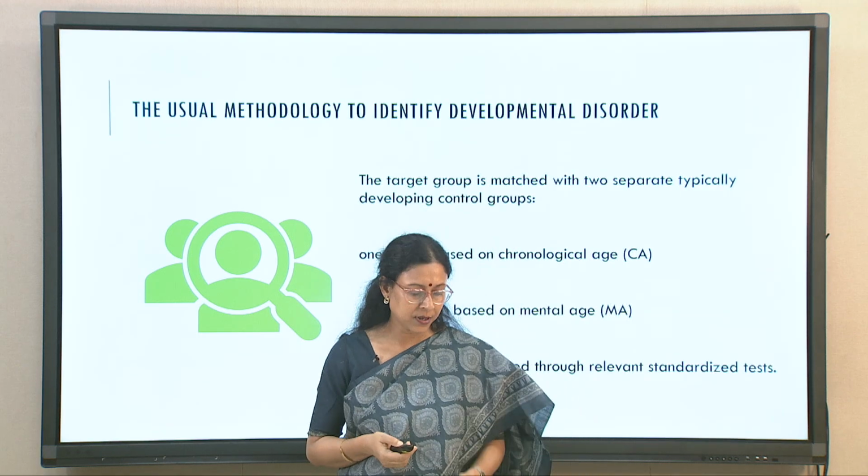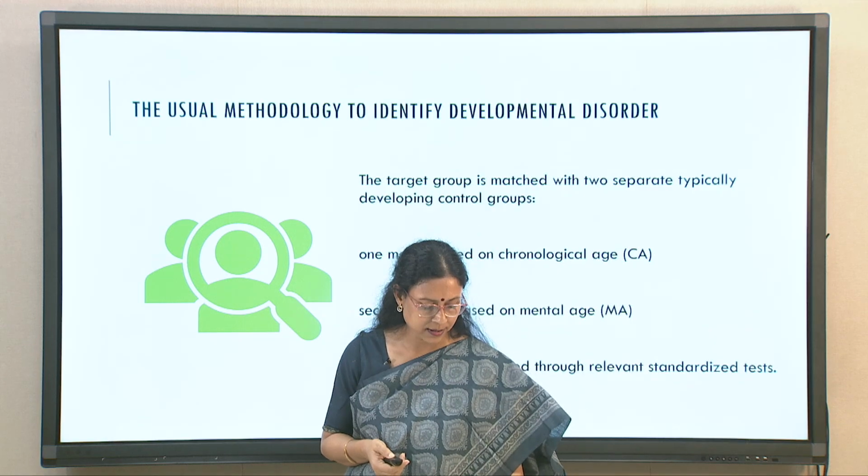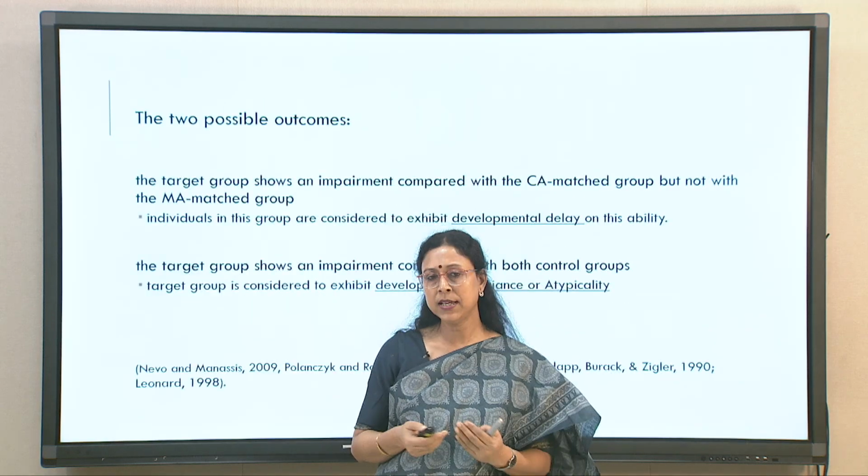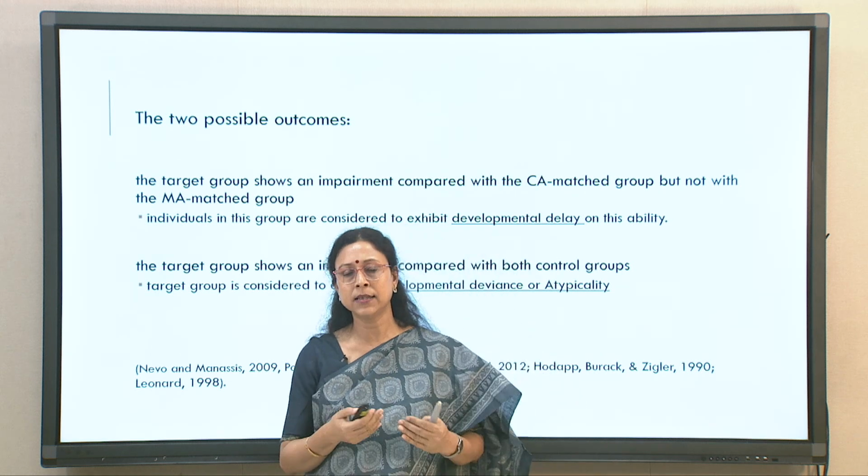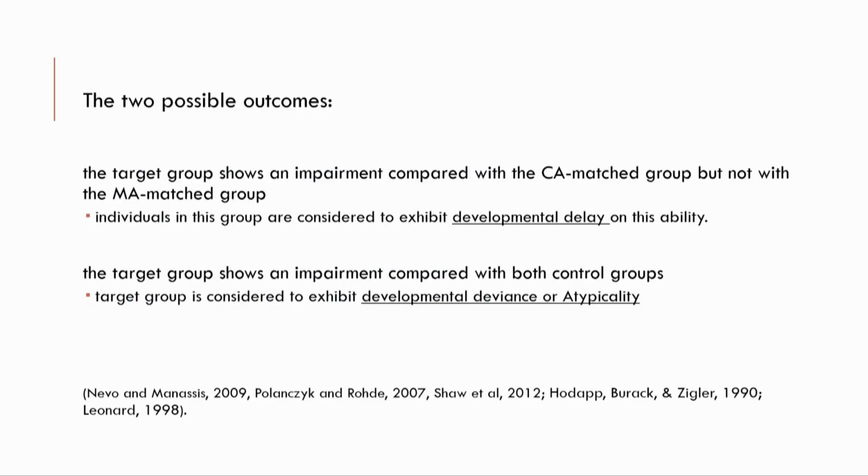Now, these groups are of course derived through various standardized tests, and based on the comparison between the target group and the CA group, and the target group and the MA group, there are different kinds of possible outcomes. For one, the target group might show an impairment compared with the chronological age matched group, but not with the mental age matched group. So, let us say a 5-year-old child from the target group may not be doing as well as the 5-year-old normal child, but they might be doing well compared with, let us say, a 2-year-old mental age matched child.